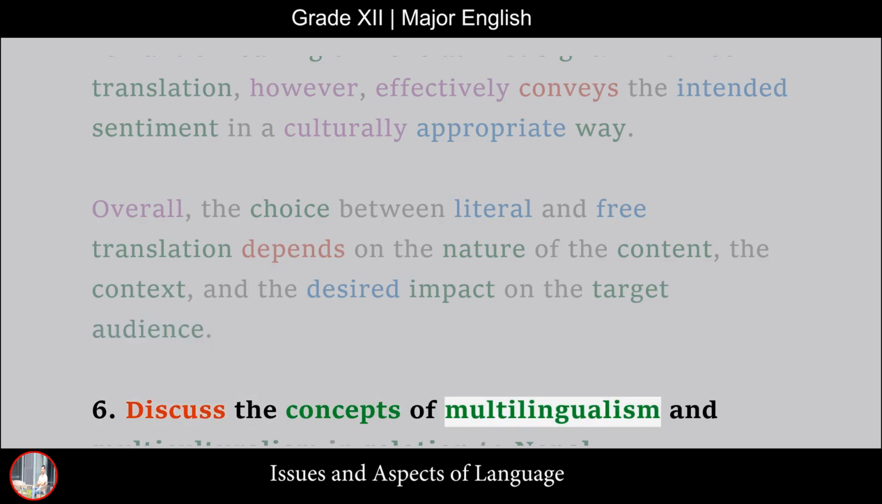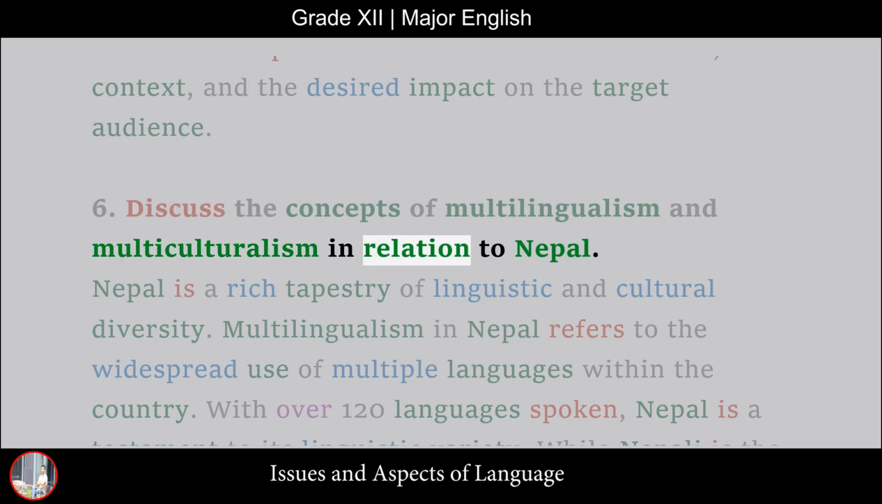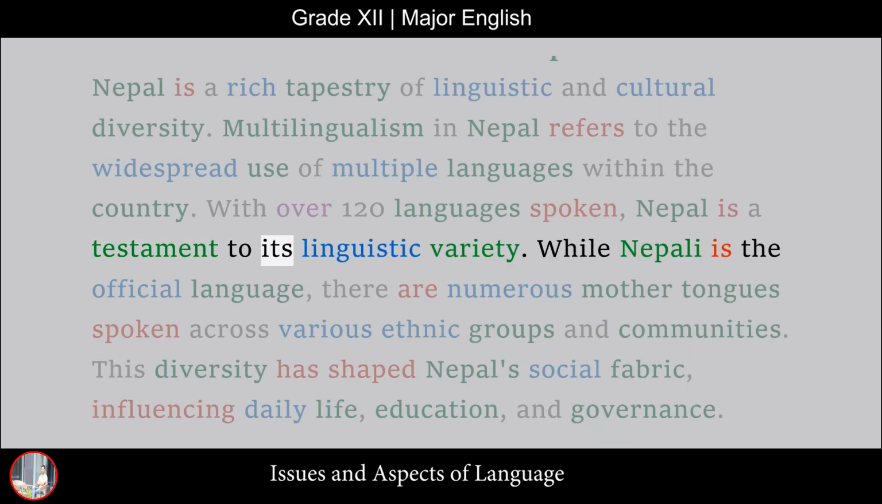6. Discuss the concepts of multilingualism and multiculturalism in relation to Nepal. Nepal is a rich tapestry of linguistic and cultural diversity. Multilingualism in Nepal refers to the widespread use of multiple languages within the country. With over 120 languages spoken, Nepal is a testament to its linguistic variety. While Nepali is the official language, there are numerous mother tongues spoken across various ethnic groups and communities. This diversity has shaped Nepal's social fabric, influencing daily life, education, and governance.